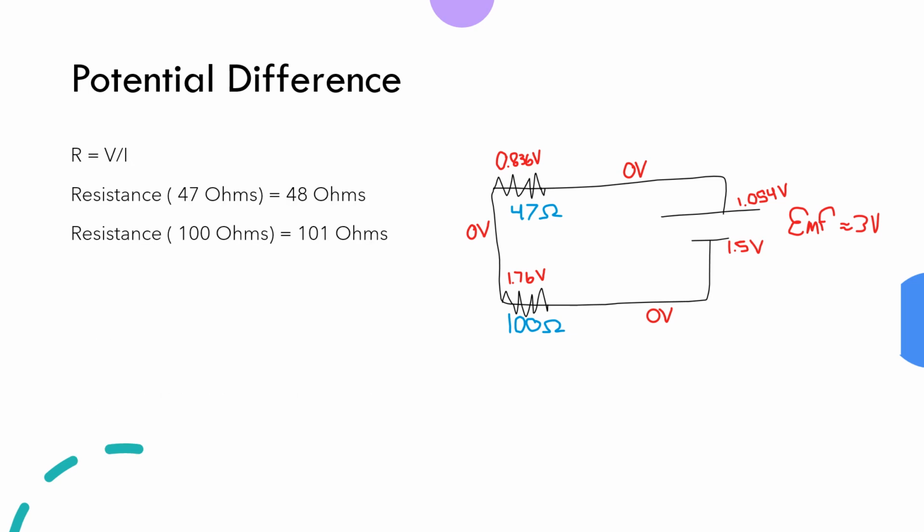And then I also found the resistance, if we were to use the known values and our calculated I value from the last slide. I found that the resistance would have been closer to 48 for the 47 ohm resistor right here, and for the 100 ohm resistor right here would have been closer to 101, but that's quite similar.